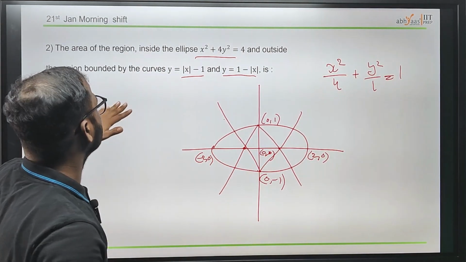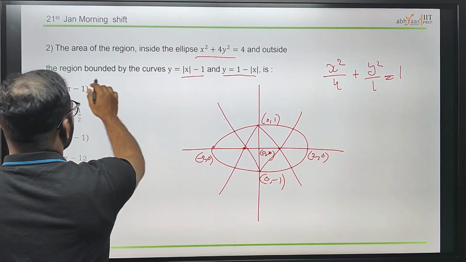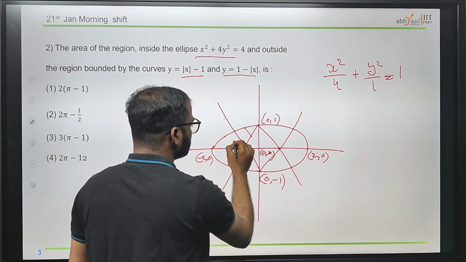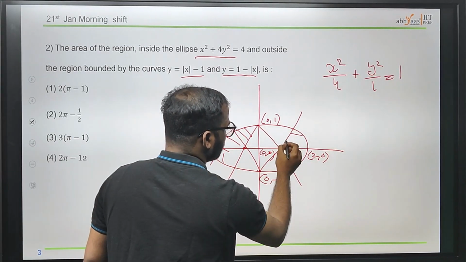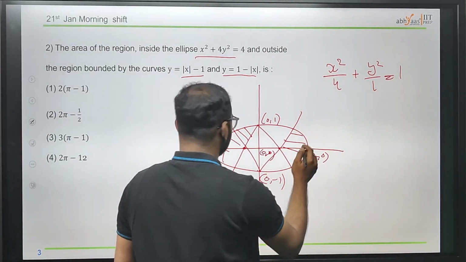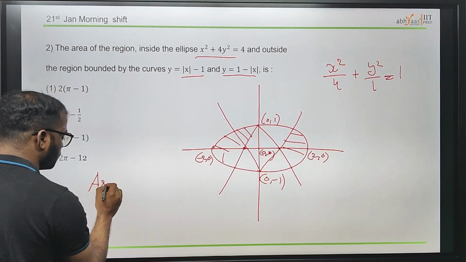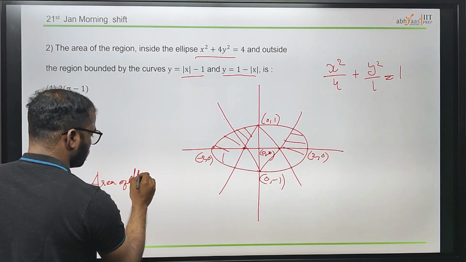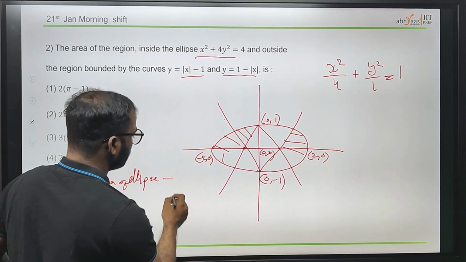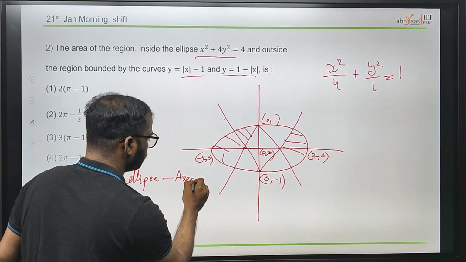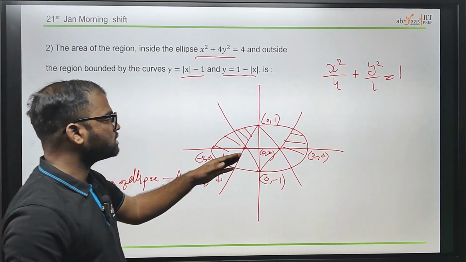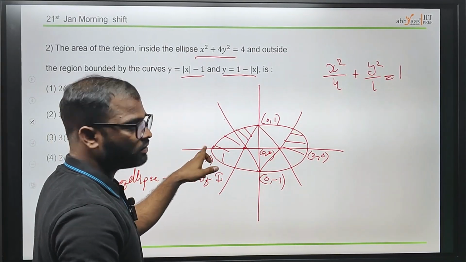Okay, if we observe the question here, they said inside the ellipse and outside the region bounded by these curves. That means we have to find this region from the given question. In order to find that, we can easily see that the area of the ellipse, with the area of those two curves, which is the rhombus here, subtracted from it. If we subtract this region from the whole region, we will get the answer.